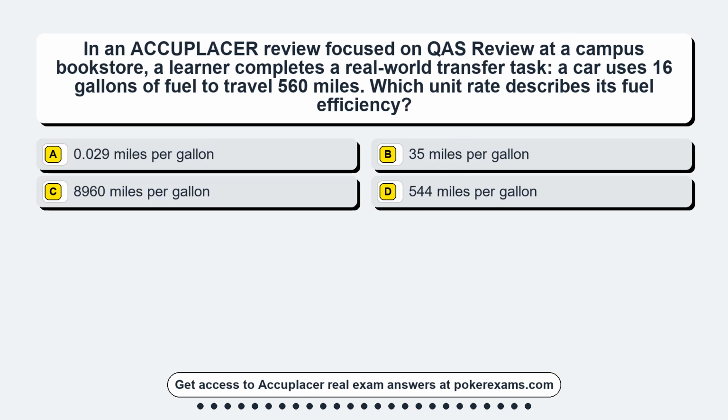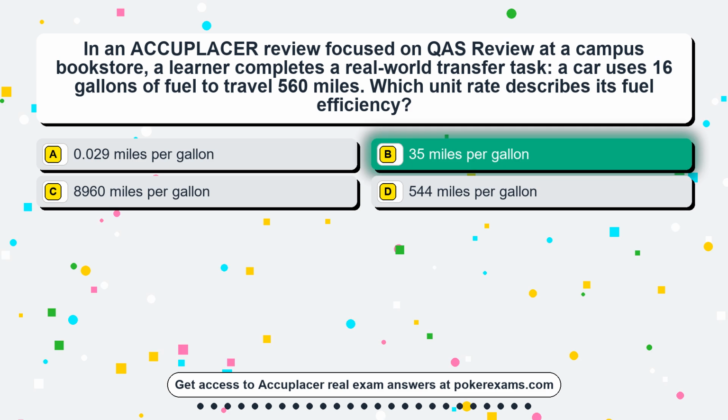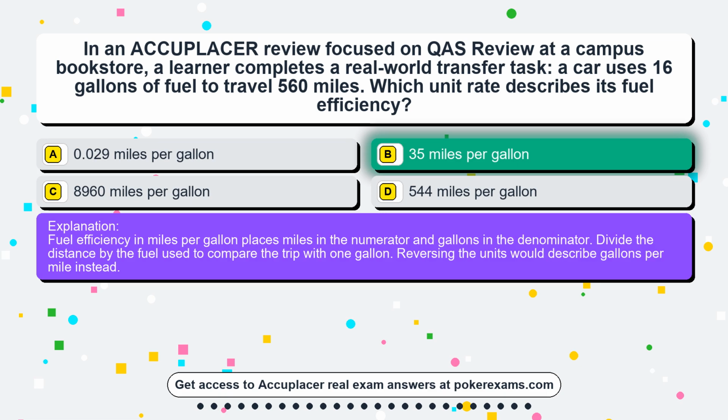Question 21. In an ACCUPLACER review focused on QAS review at a campus bookstore, a learner completes a real-world transfer task. A car uses 16 gallons of fuel to travel 560 miles. Which unit rate describes its fuel efficiency? Option A, 0.029 miles per gallon. Option B, 35 miles per gallon. Option C, 8,960 miles per gallon. Option D, 544 miles per gallon. The correct answer is option B, 35 miles per gallon. Fuel efficiency in miles per gallon places miles in the numerator and gallons in the denominator. Divide the distance by the fuel used to compare the trip with 1 gallon. Reversing the units would describe gallons per mile instead.